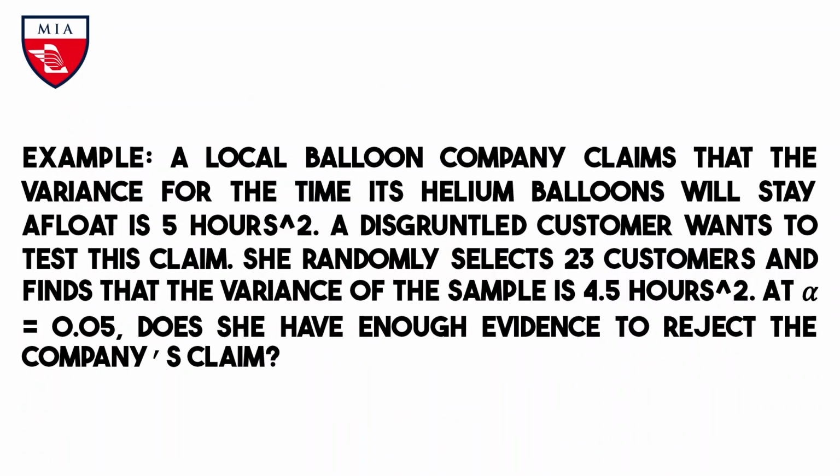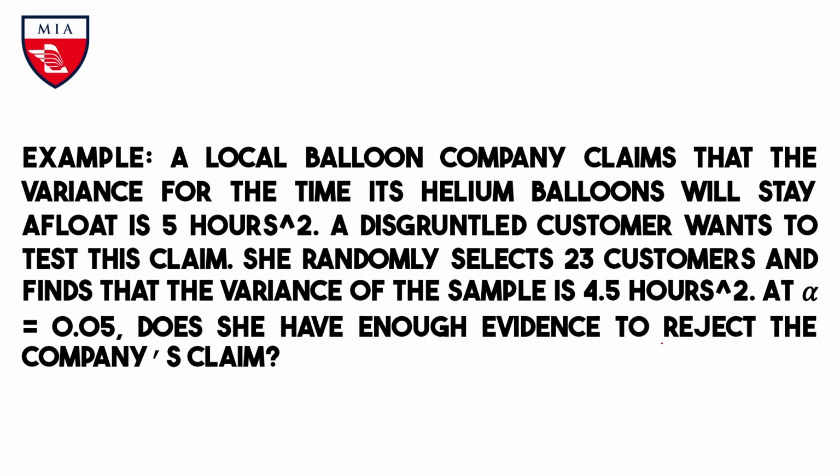Next example. A local balloon company claims that the variance for the time its helium balloons will stay afloat is 5 hours squared. A disgruntled customer wants to test this claim. She randomly selects 23 customers and finds that the variance of the sample is 4.5 hours squared. At alpha equal to 0.05, does she have enough evidence to reject the company's claim?